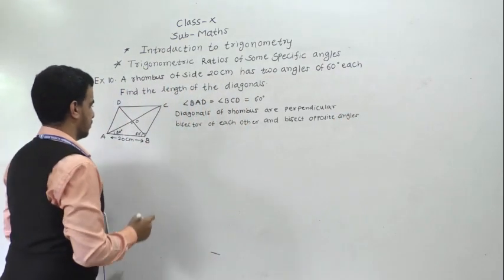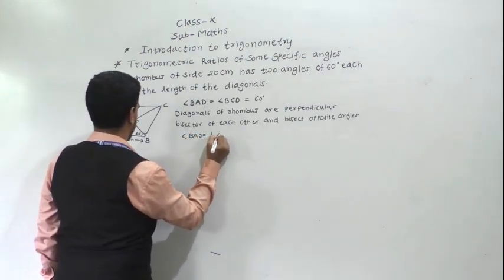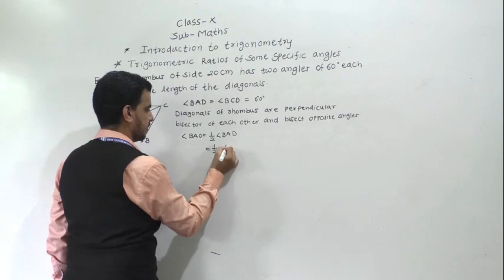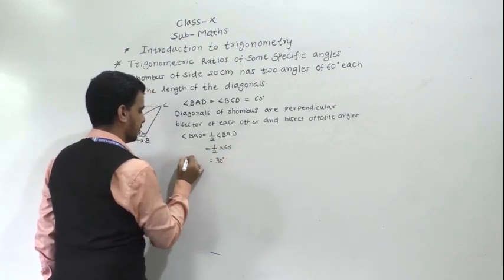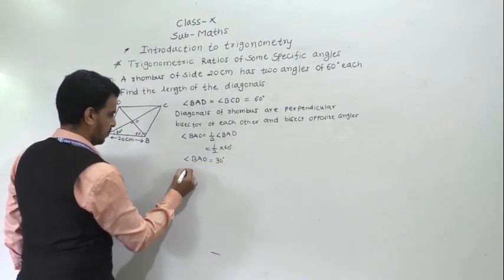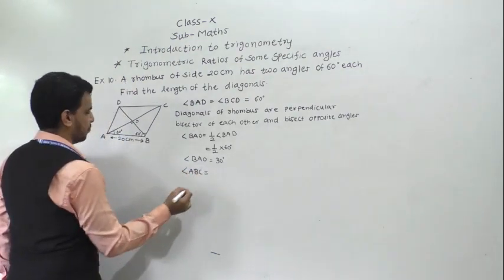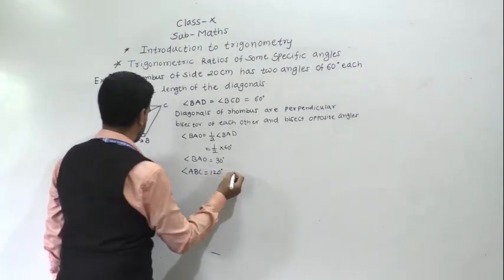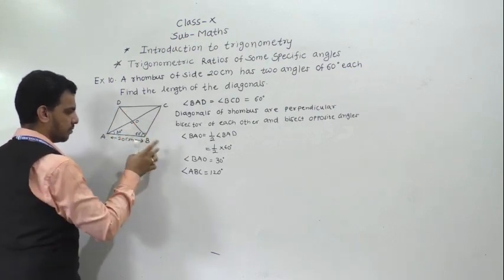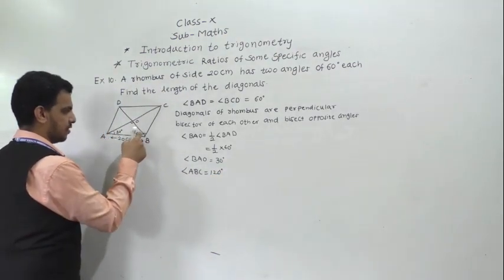So here angle BAO is equal to half of angle BAD, that is half of 60 degrees, so it is equal to 30 degrees. So angle BAO is 30 degrees. Similarly, angle ABC is 120 degrees, because angle DAB and angle ABC are supplementary angles. So if angle A is 60 degrees, angle B is 120 degrees.